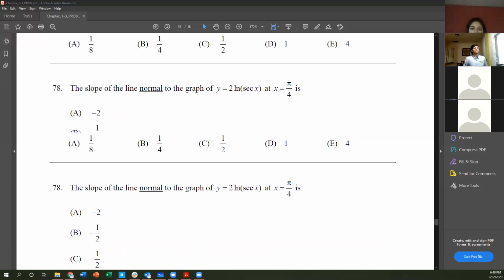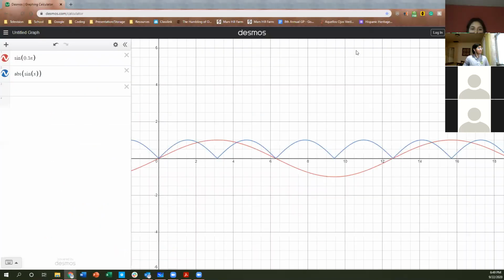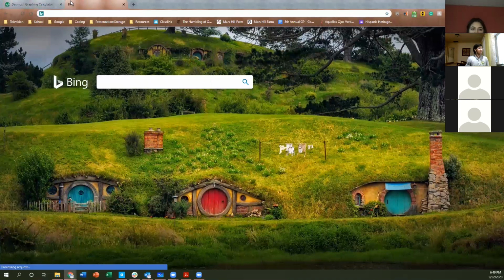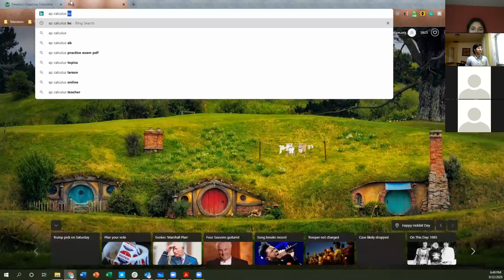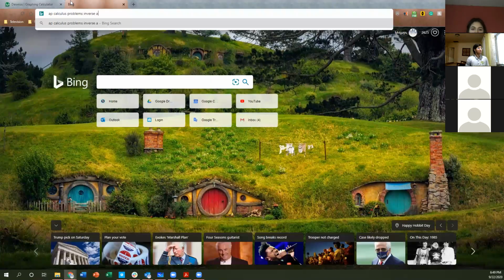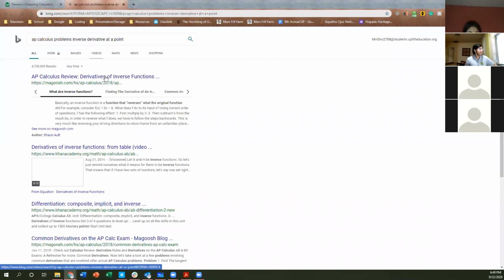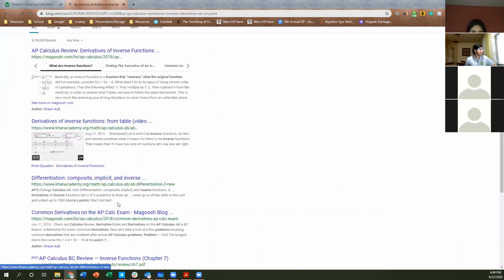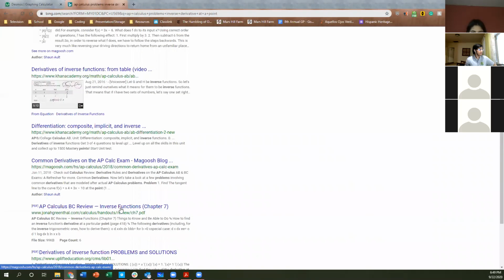Okay, all right. So let's go ahead and stop the PDF right here, and let's just search up AP Calculus problems, inverse derivative at a point. Let's look at this resource and see if it helps, or see if we can get some practice problems.